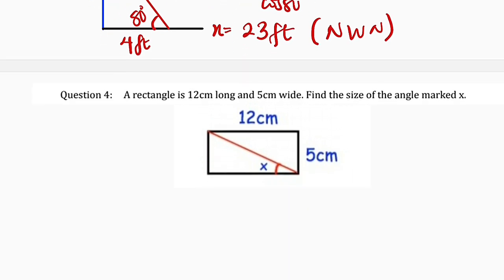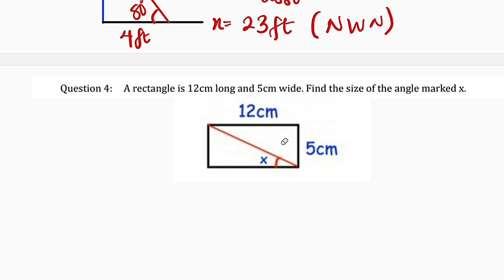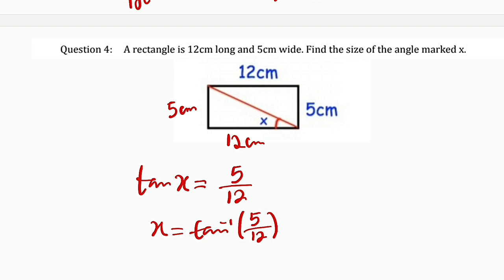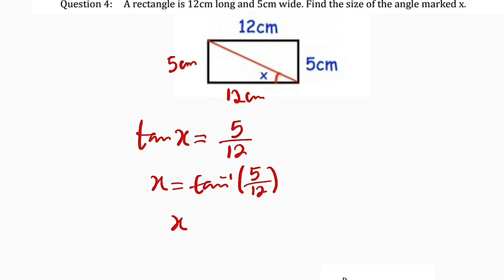Now let us move on to question number 4. We are given a rectangle right here. You can see the side lengths, and we are asked to find this angle right here. One thing you should know is that the opposite sides of a rectangle are equal. So this is 5 centimeters, and this is 12 centimeters. This is the opposite side, and this is the adjacent side. We are going to use the tan ratio. So tangent of x is equal to opposite divided by adjacent, and x will be equal to tan inverse of 5 divided by 12, and this is approximately 22.62 degrees. x is approximately equal to 22.62 degrees, to 2 decimal places.